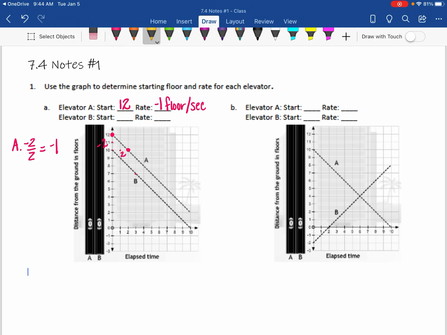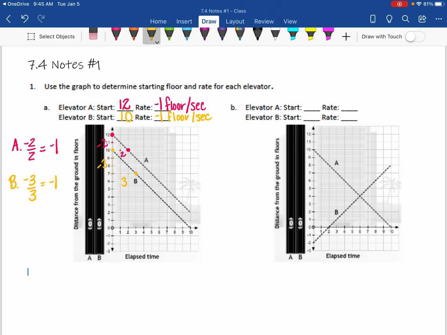Let's look at elevator B. Elevator B is starting at what, floor 10? And then I just need another point. I'll pick that one. And I'm falling 1, 2, 3. So falling 3, running 1, 2, 3. Okay, when I do the division, I get the rate of -1 again. So -1 floor per second for elevator B as well. So same rate, they're just starting on a different floor.